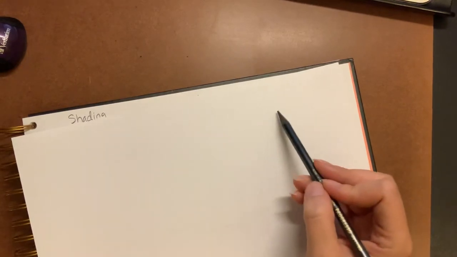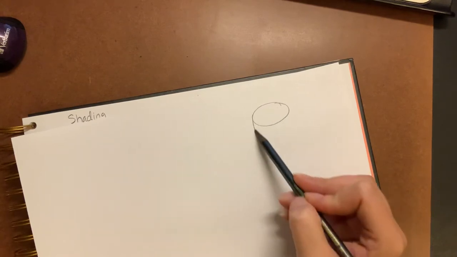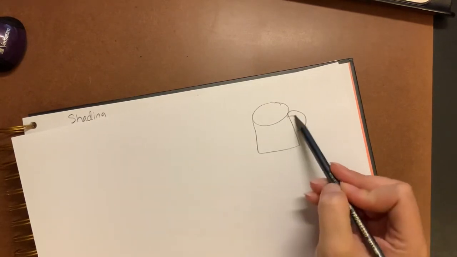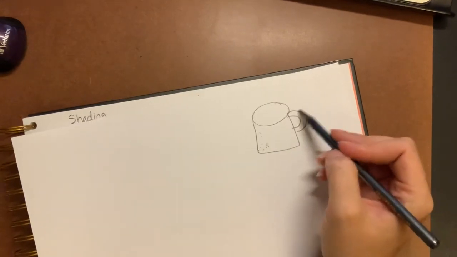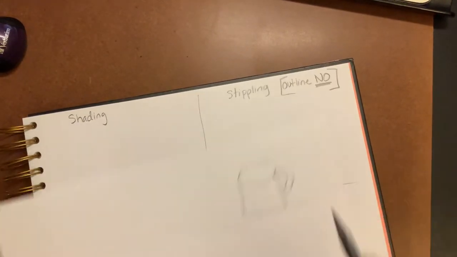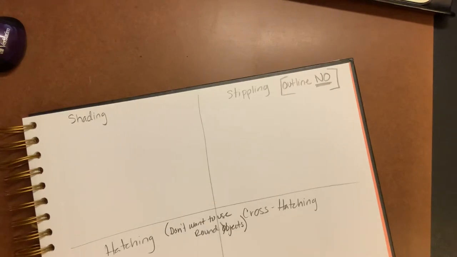Yeah. So for stippling, you don't want to draw the outline of a cup like this and then add dots to it, because that's not stippling. That's an outline with dots in it. Okay. So the whole drawing has to be stippling, and I'll show you that.